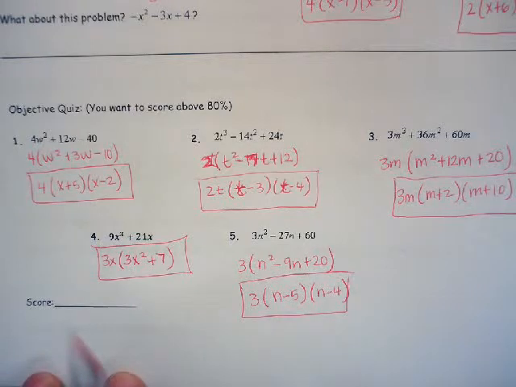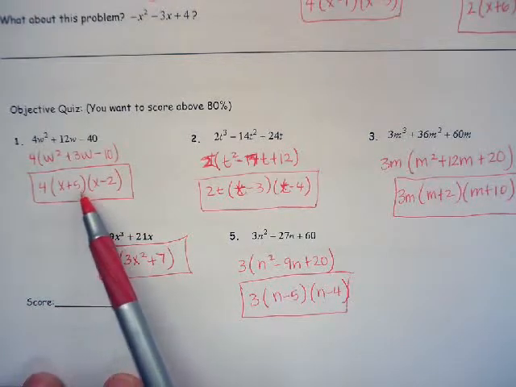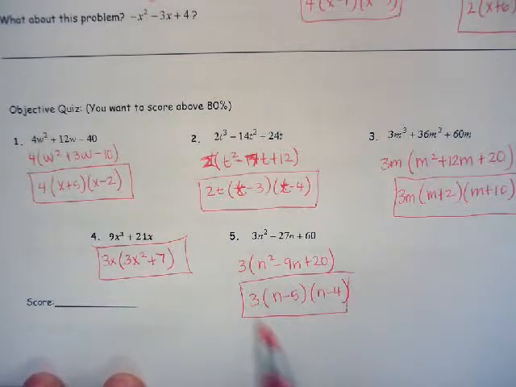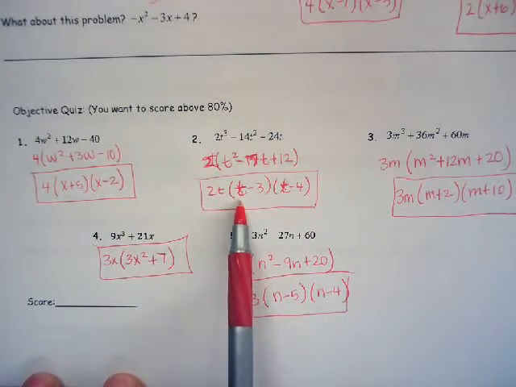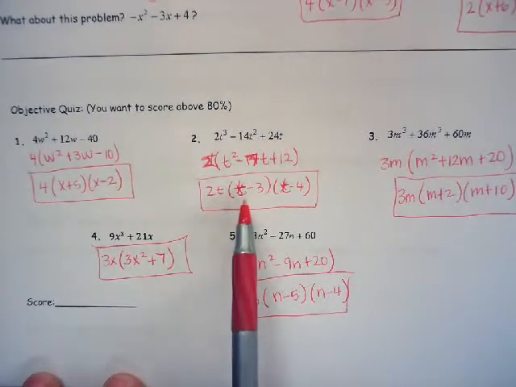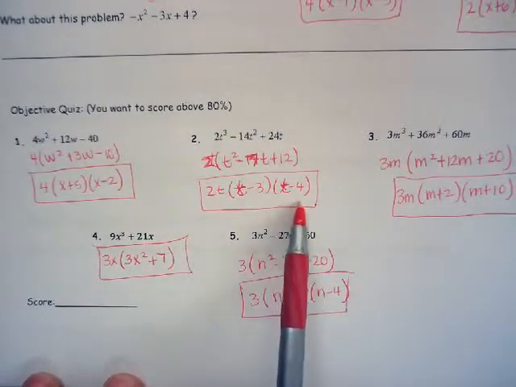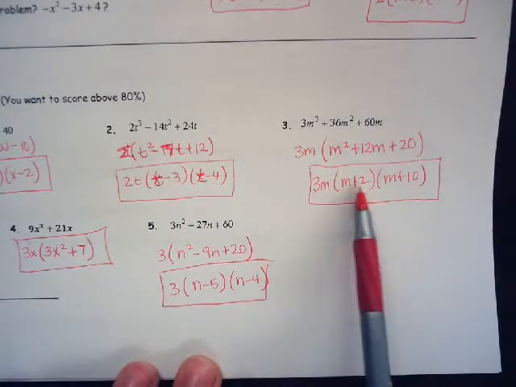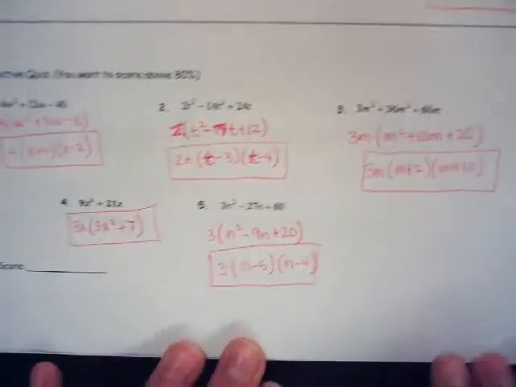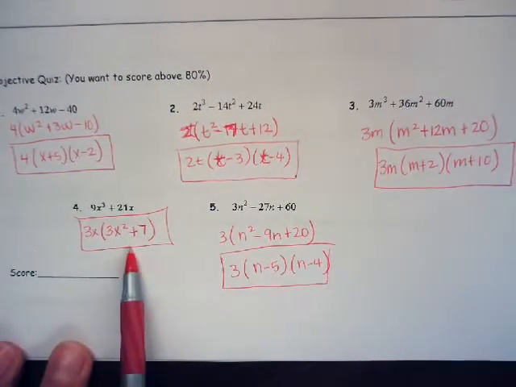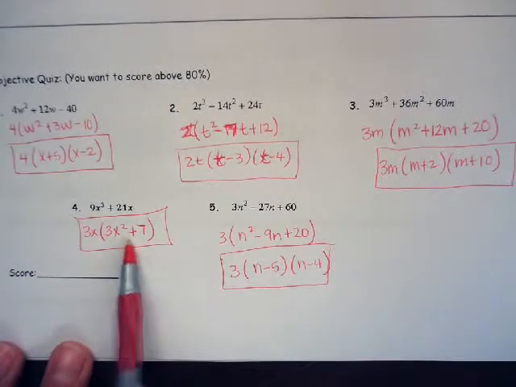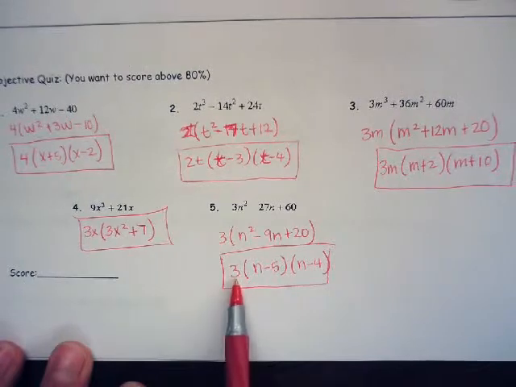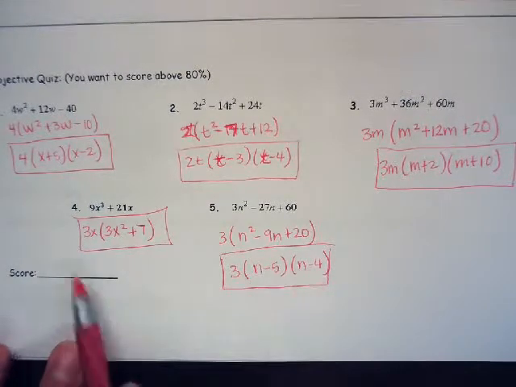All right, here's my answer. So number 1 is 4 times x plus 5 times x minus 2. Number 2, now if you're like me, you might have written x because we get used to writing x's, but I had to go back and write a t there. But it's 2t times t minus 3 times t minus 4. Number 3 would be 3m, m plus 2, m plus 10. Now number 4, all I had to do on this one is pull out a greatest common factor. There was nothing I could do on the inside, so I stopped right there. And then number 5, I pull out a 3, and I have n minus 5, n minus 4.